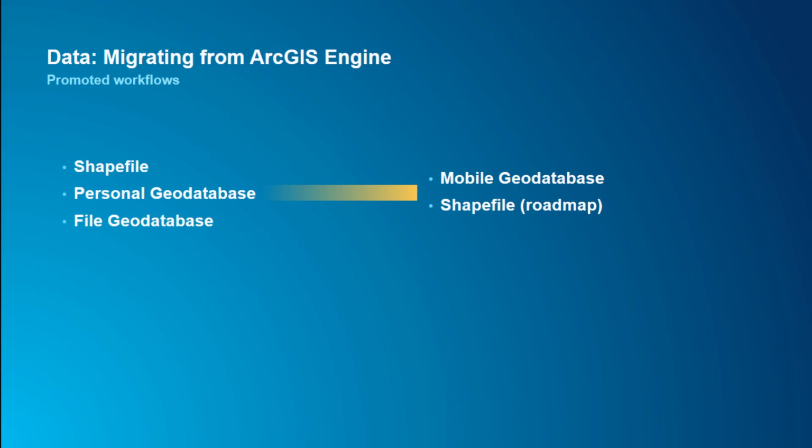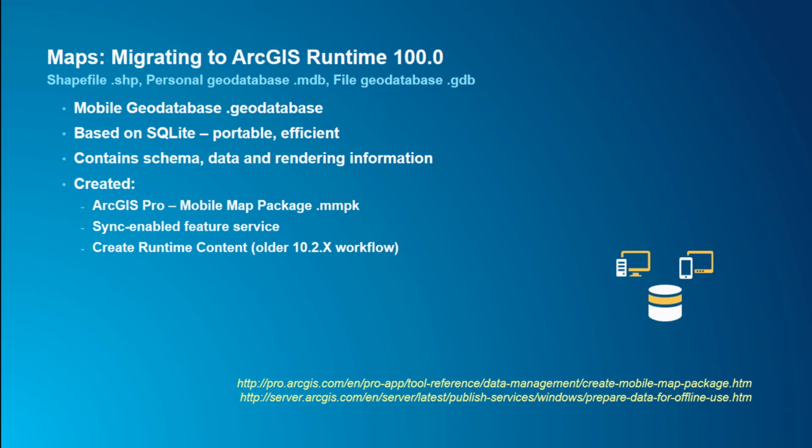I've got some slides later on about the roadmap, and there is a session later this week about the roadmap for the ArcGIS Runtime, but I'll make several references to what's available now and what's available on the roadmap for ArcGIS Runtime 100. Okay, so talking about the equivalent of shapefile, personal geodatabase, and file geodatabase support in ArcGIS Runtime 100, the equivalent is the mobile geodatabase, a .geodatabase file created by ArcGIS.